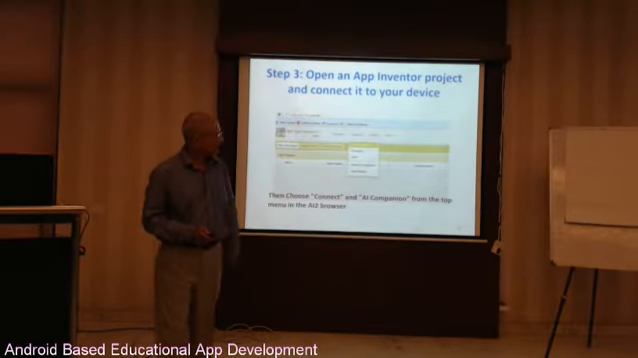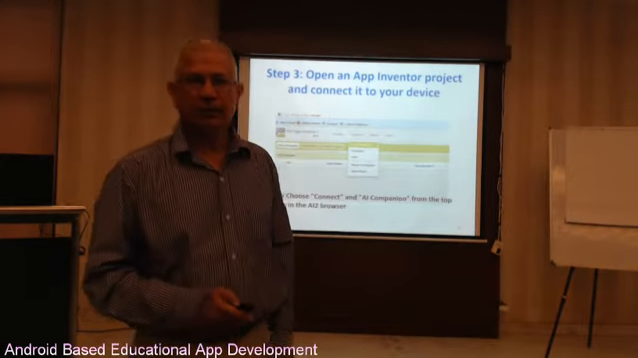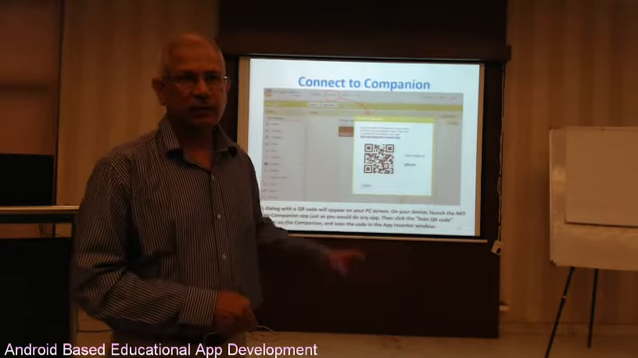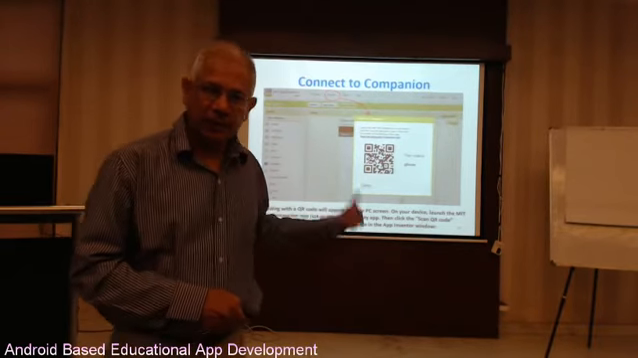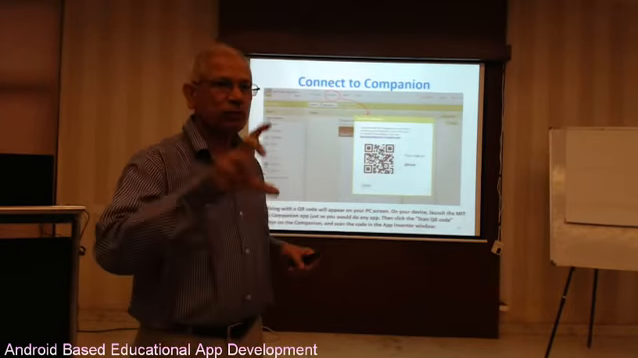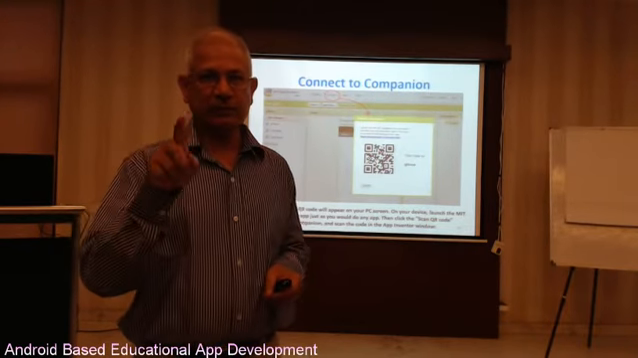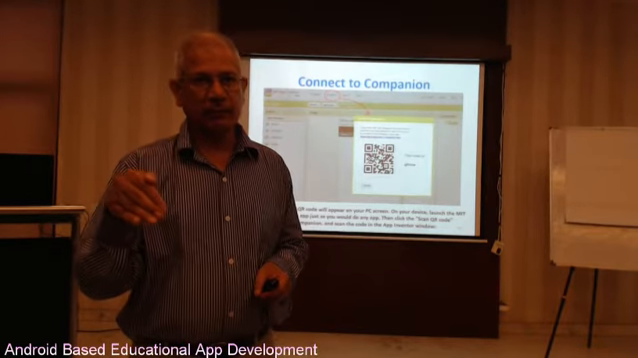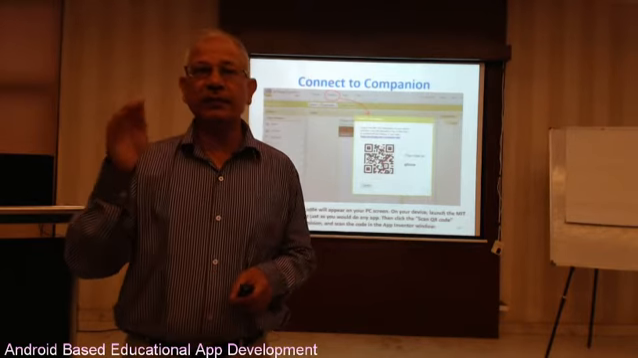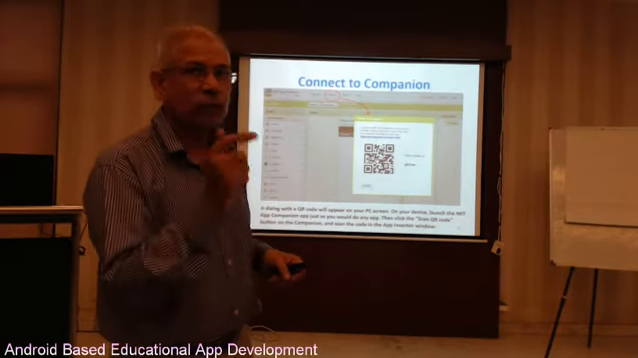Then we connect our device with the App Inventor. It gives us the code. We need to scan the code. Here is the important thing to remember: either you use the AI Companion, which is installed or downloaded from the Play Store on your cell phone, but not the QR code scanner, which is another application, because that scanner won't connect it to you.